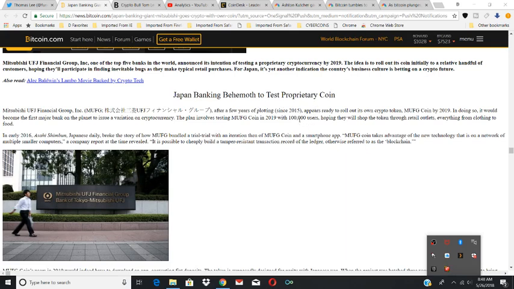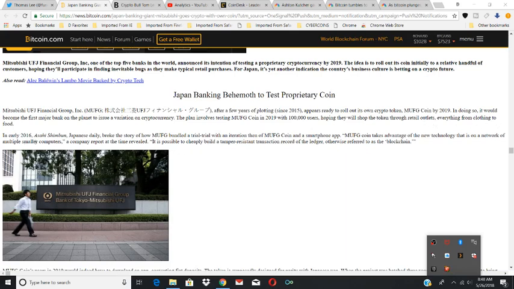Japanese banking behemoth to test proprietary coin. After a few years of plotting since 2015, MUFG appears ready to roll out its own crypto token, the MUFG coin, by 2019. In doing so, it would become the first major bank on the planet to issue a variation on cryptocurrency. The plan involves testing MUFG coin in 2019 with 100,000 users, hoping they will spend the token through retail outlets, on everything from clothing to food.